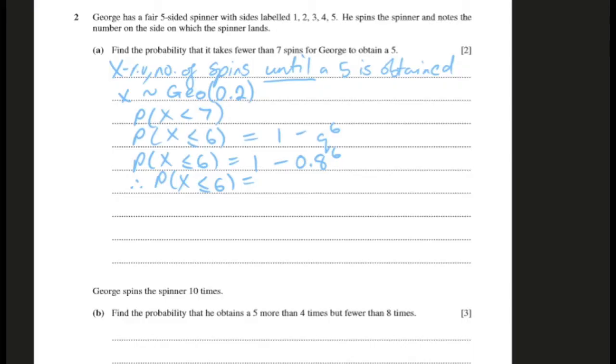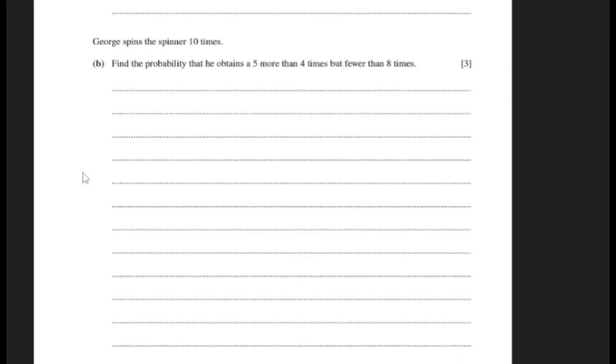0.738. Now let's move on to part B. George spins the spinner 10 times. Find the probability that he obtains a 5 more than 4 times but fewer than 8 times. Notice in this statement, they tell us that George spins the spinner 10 times. They have now fixed the number of trials. This means that this is no longer a geometric distribution, but rather it is a binomial distribution.